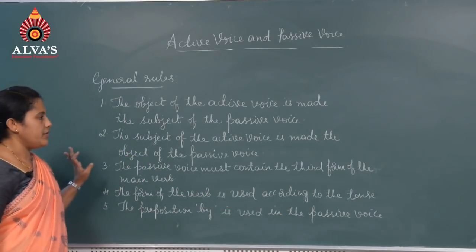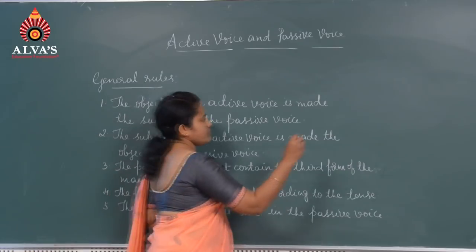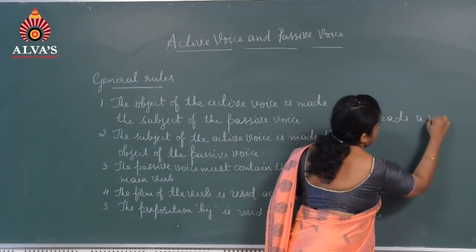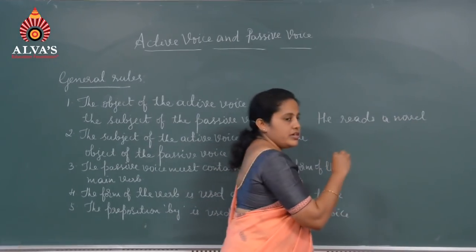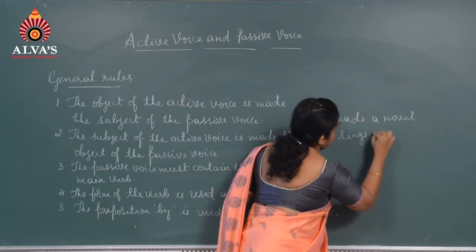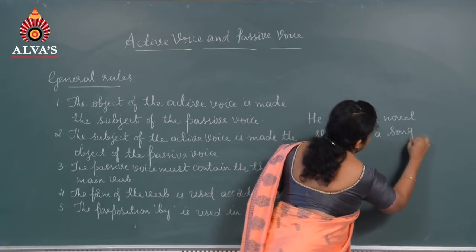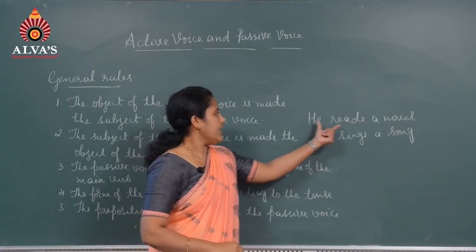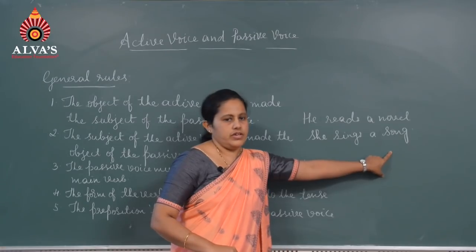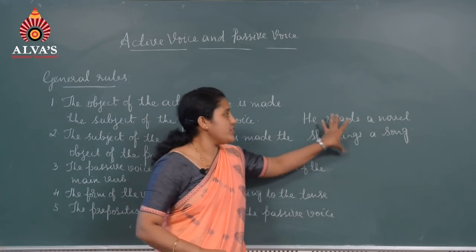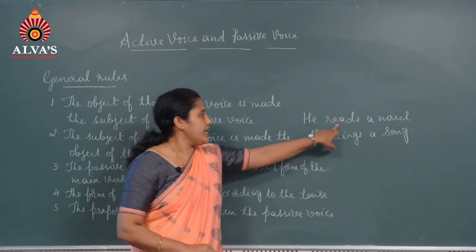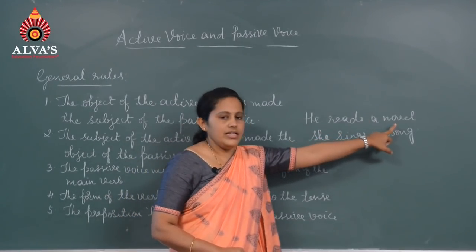See here, for example, he reads a novel, she sings a song. If you observe in this example, these both sentences are in active voice. Here he is the subject, reads is the verb, a novel is the object.